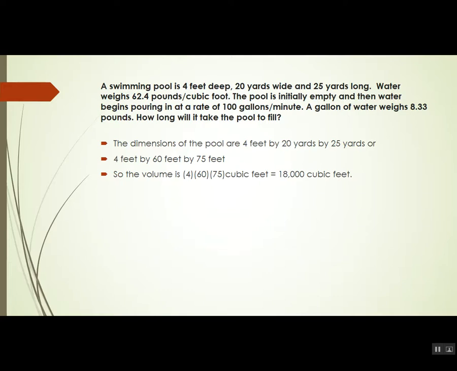So volume first. The dimensions are 4 feet by 20 yards by 25 yards. So since each yard is 3 feet, that's 4 feet by 60 feet by 75 feet. So the volume, length times width times height, is 4 times 60 times 75, or 18,000 cubic feet. So that part is pretty simple. That's one of the good things about subproblems. Sometimes the subproblems are simple, and we don't get caught up in thinking too hard about the whole big problem.